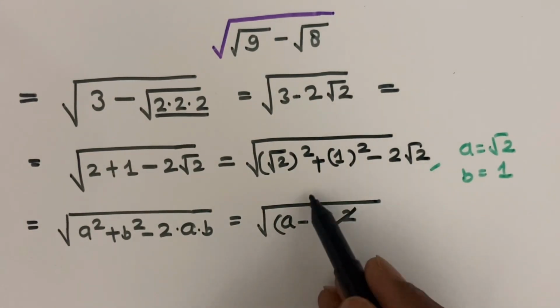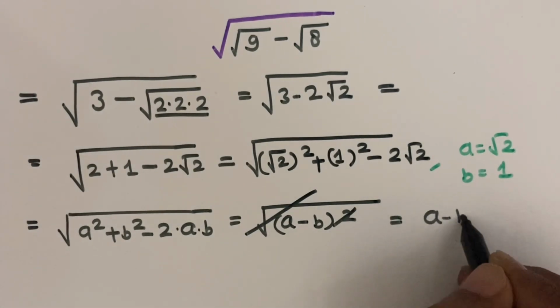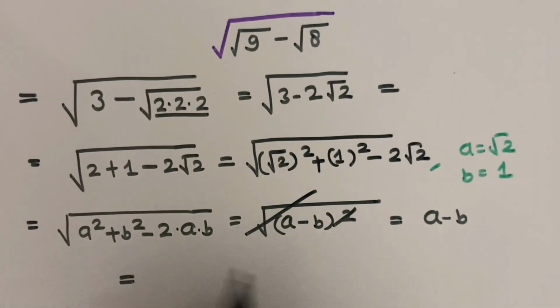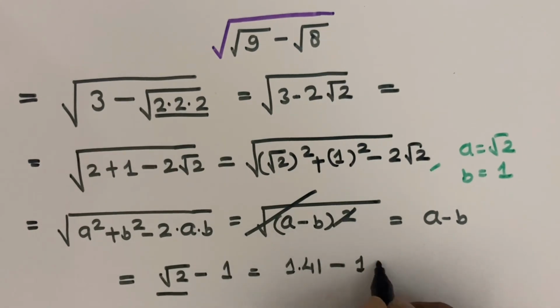So the square cancels the square root. So this is equal to a minus b. So this is simplified to a equals square root 2 minus b equals 1. Square root 2 is equal to 1.41, minus 1 is equal to 0.41.